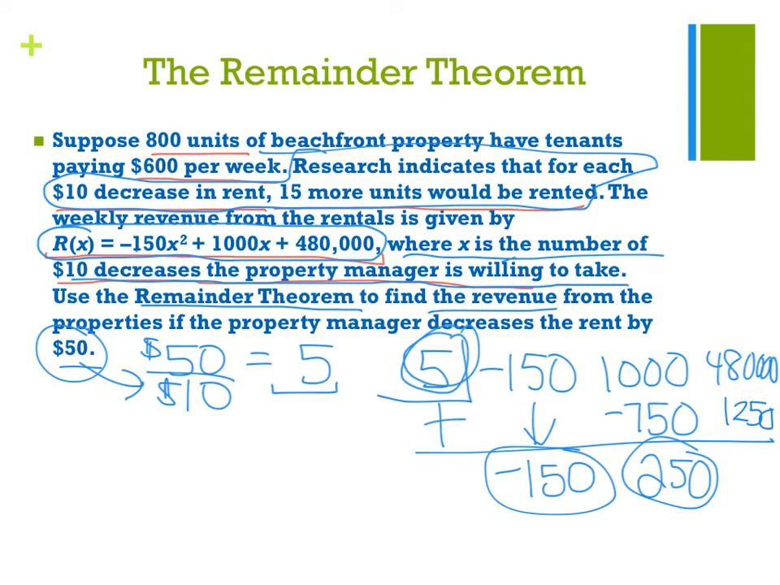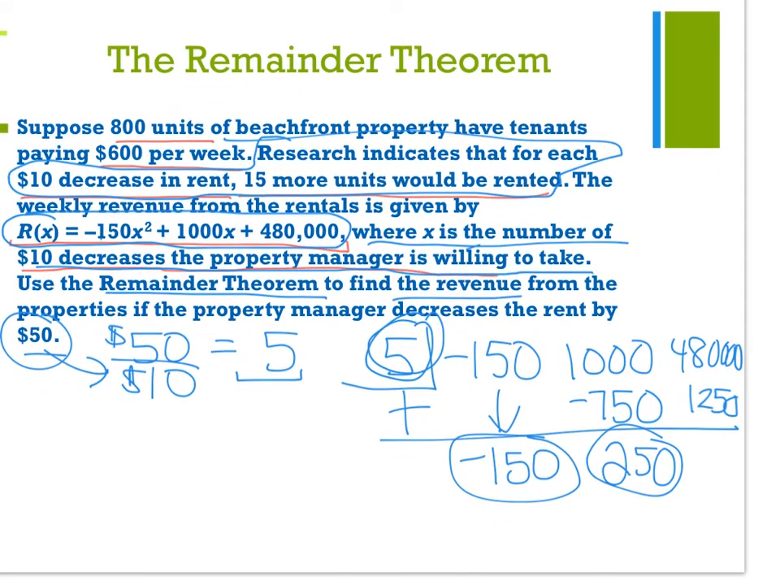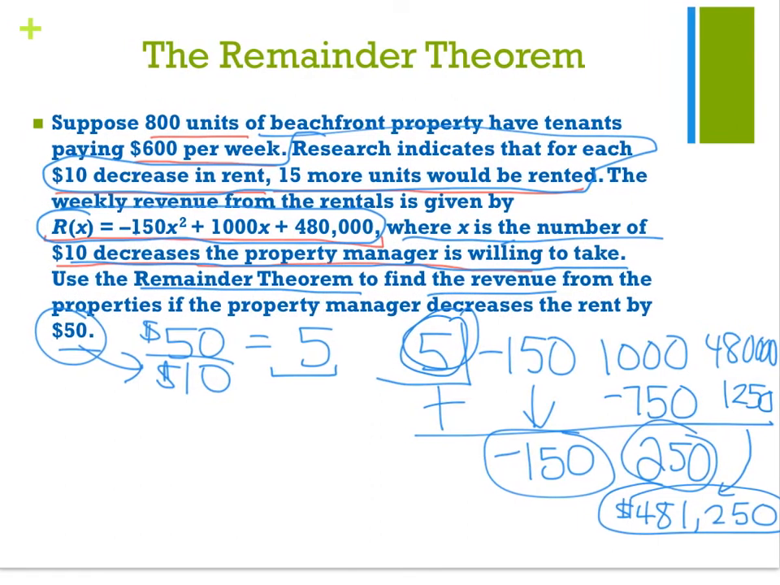And when I add those columns, then I get 400. I'm running out of room here. I get $481,250. So this is the amount of revenue that the property manager would generate if he dropped rent by $50.